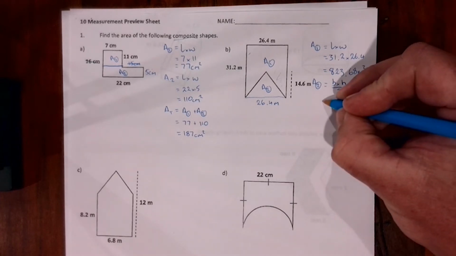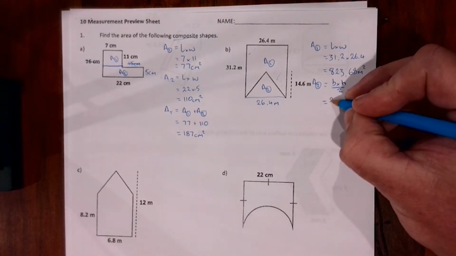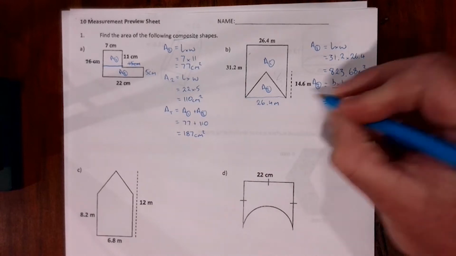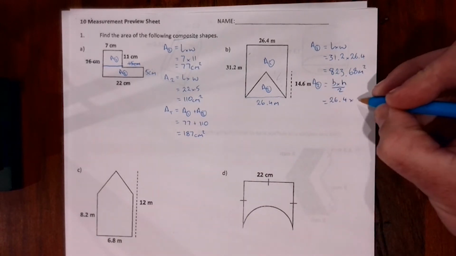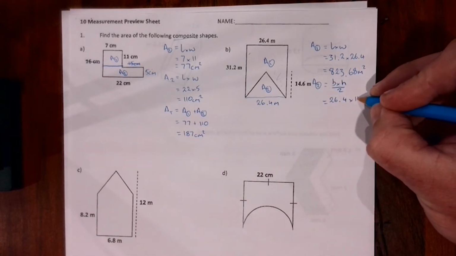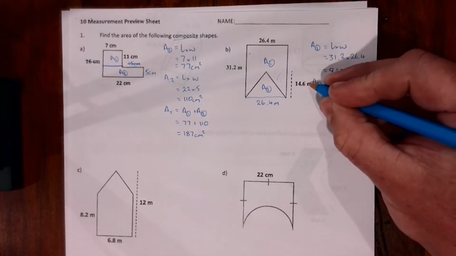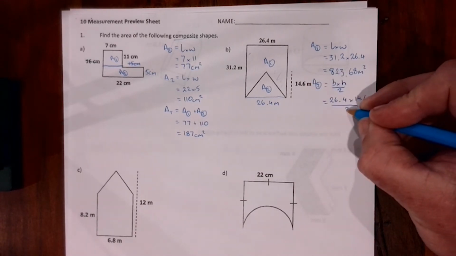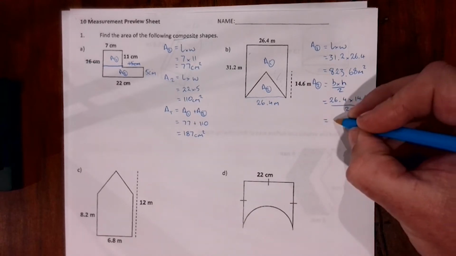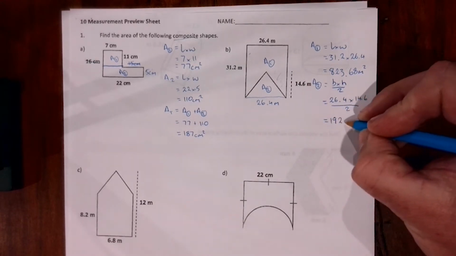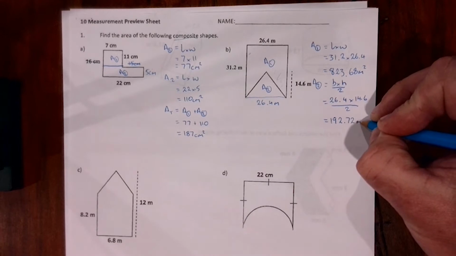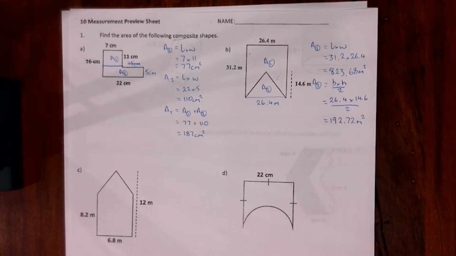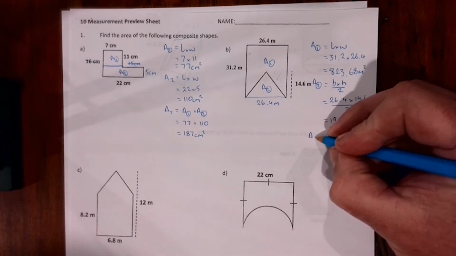Area 2 is a triangle, which means we're going to use the base times height divided by 2 formula. So we'll sub into that 26.4 from here, multiplied by 14.6 from here, all divided by 2, which will give us a total of 192.72 square meters.